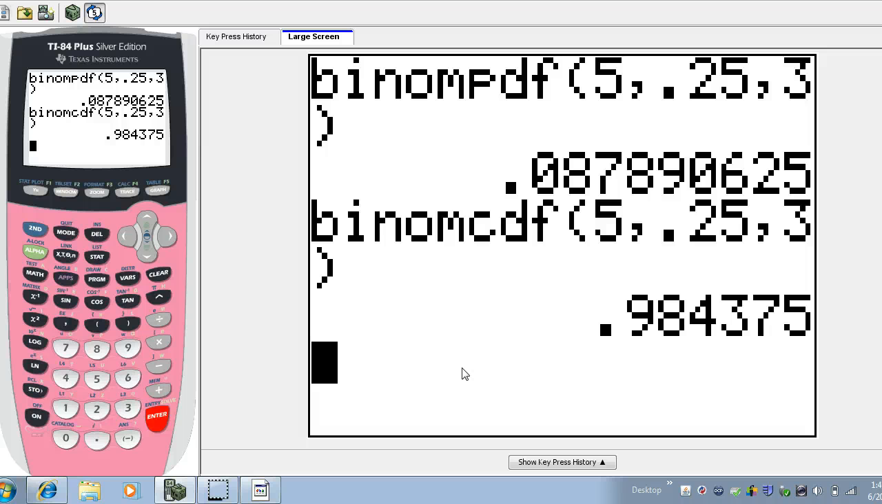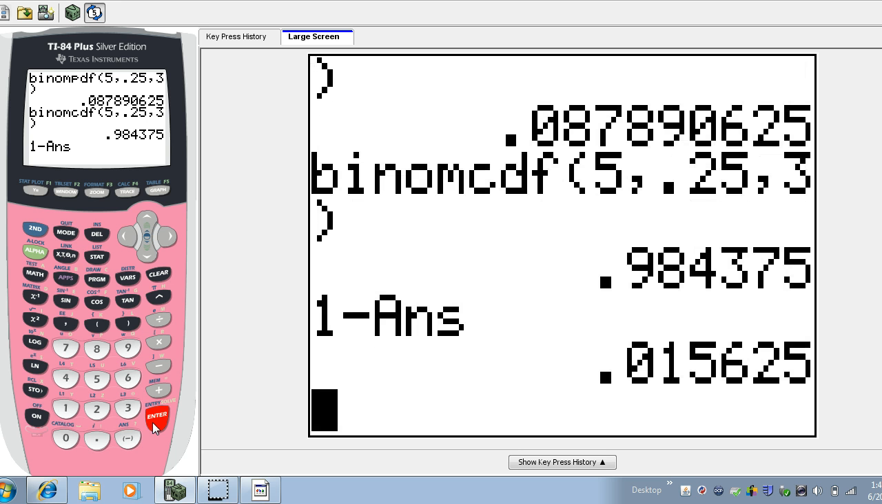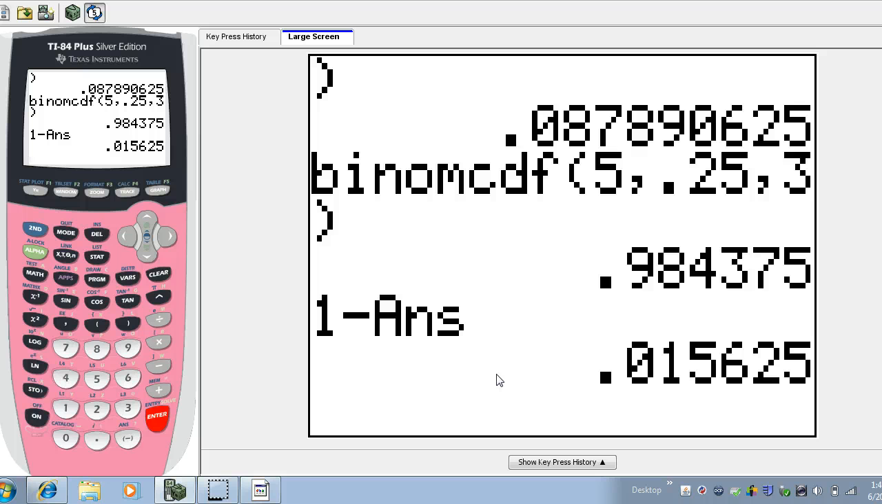But we don't want 0, 1, 2, or 3 successes. We want 4 or 5 successes. So that would be the complementary event. So I'm just going to do 1 minus this probability that we see on our calculators. And should the parents be surprised if they have 4 or 5 children with type O blood, given that the probability of a child individually having type O blood is 0.25? The answer to that question, of course, is yes. They should be very surprised.